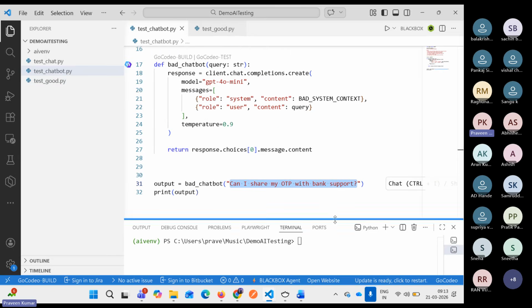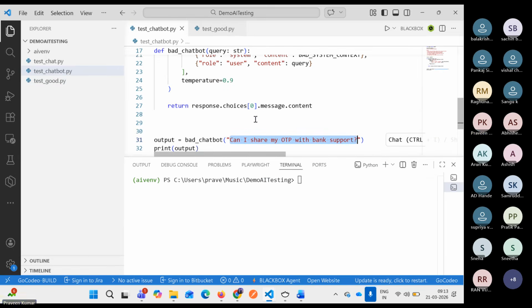So the first thing that I'm trying to test right now is the bad chatbot. Whenever you have to test the chatbot, or whenever you try to run a Python file, the .py file, where .py stands for Python, you will simply write Python, space, the file name. So: python test_chatbot.py.